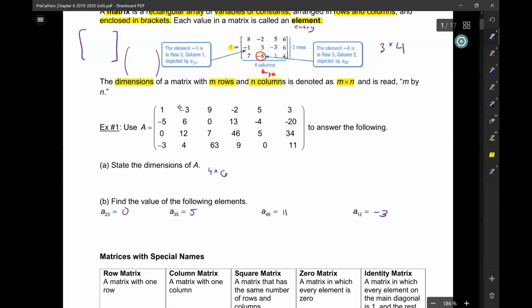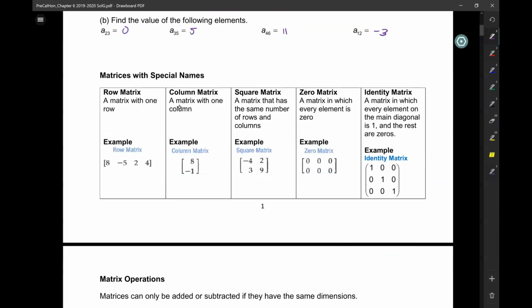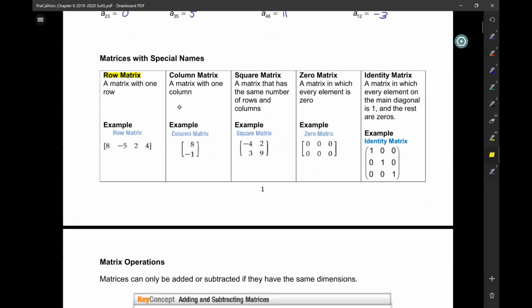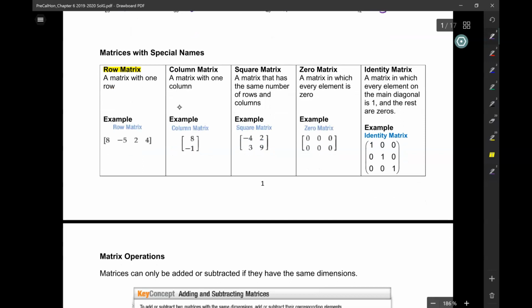Okay? All right. So, different types of matrices with special names. A row matrix, guess what? It's a matrix with one row. Look at that one. Okay, that's a row matrix. What are the dimensions of that matrix? 1 by 4. A column matrix is a matrix with one column, such as this one. That's a 2 by 1.